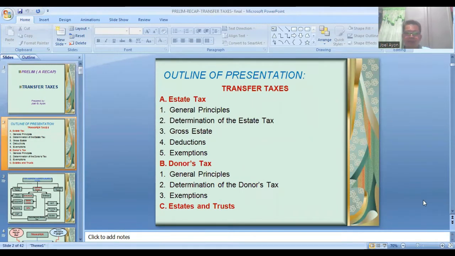So, transfer taxes: A, estate tax; 1, general principles; 2, determination of estate tax; 3, gross estate; 4, deductions; 5, exceptions. Letter B, donor's tax. 1, general principles; 2, determination of donor's tax; 3, we have exemptions; and C, estates and trust.